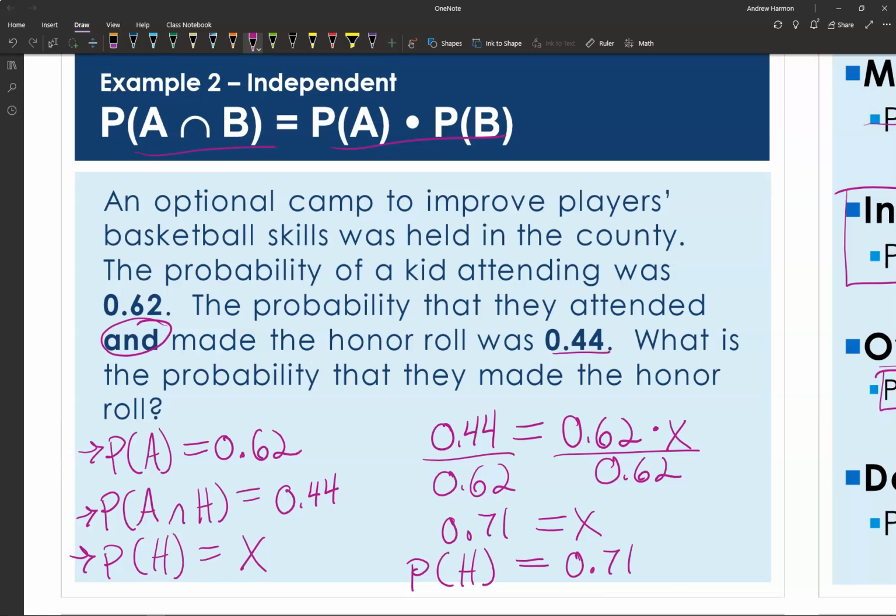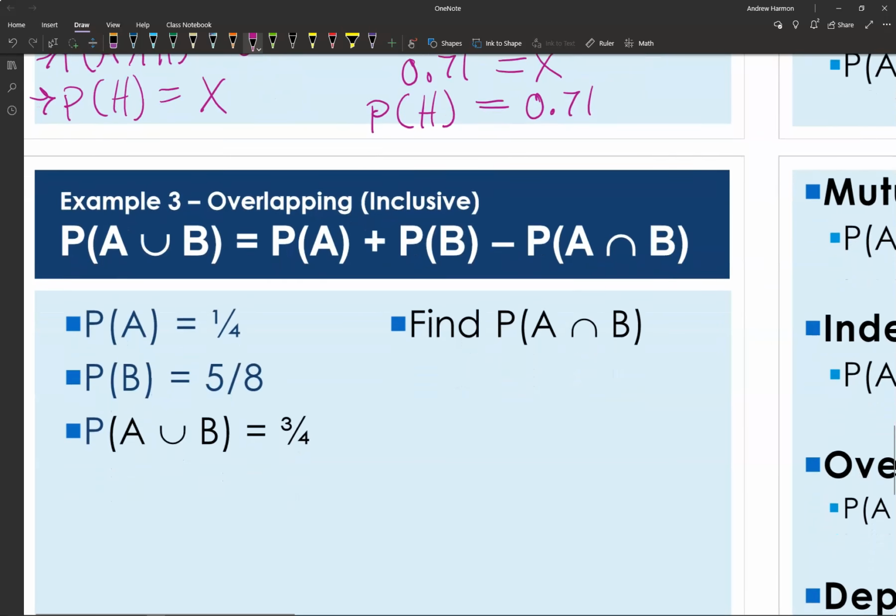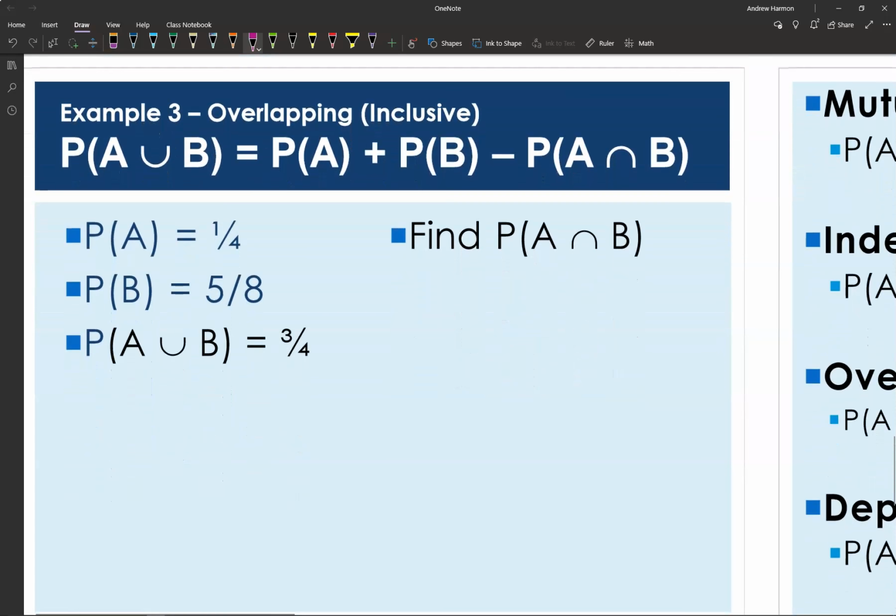And that's it for that one. Okay, last example here. This example doesn't give us a word problem, it just gives us a bunch of information. It says the probability of A is 1/4, the probability of B is 5/8, the probability of A or B is 3/4. Find the probability of A and B.